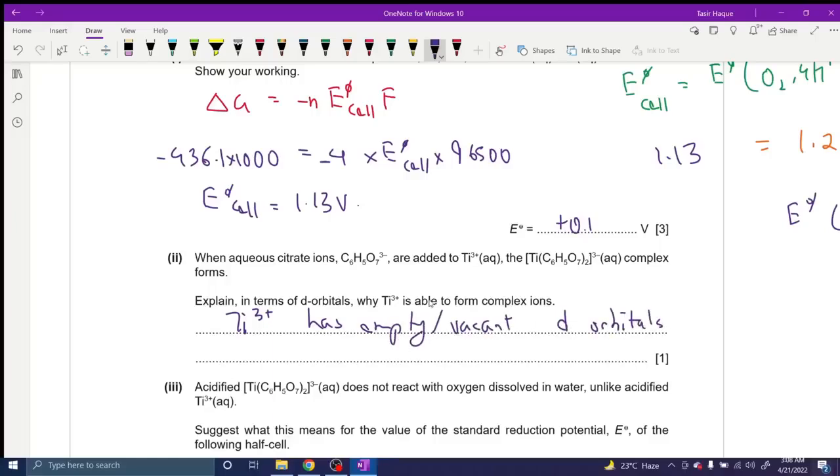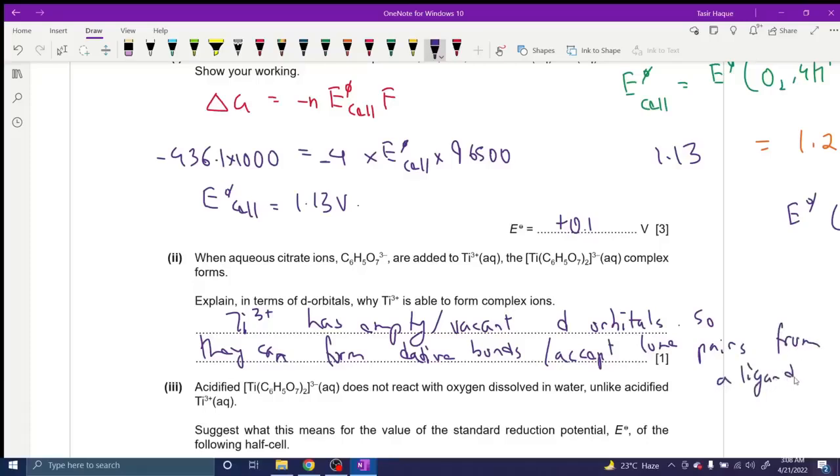Okay, so the empty or vacant d orbitals can form dative bonds, or accept lone pairs from a ligand. Okay, or you could say that the Ti3 plus has vacant d orbitals which are energetically accessible.